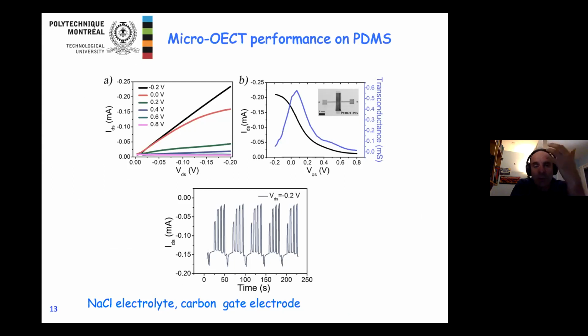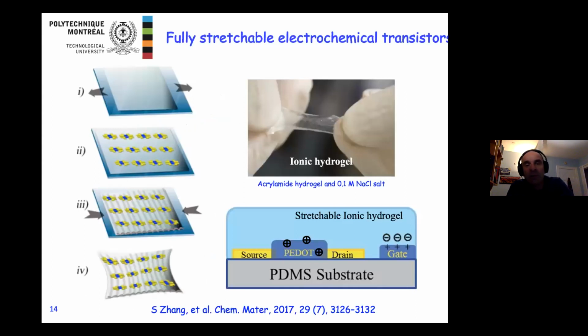So, to prove that these devices were actually stretchable, we made much larger devices. In this case, we used the same approach to make them. We changed the architecture a little bit. We made all the components planar, as you can see here. So the gate in this case is planar, and it's also made of conducting polymers. And also for the electrolyte, in the previous case, we had just used a water-based electrolyte like sodium chloride.